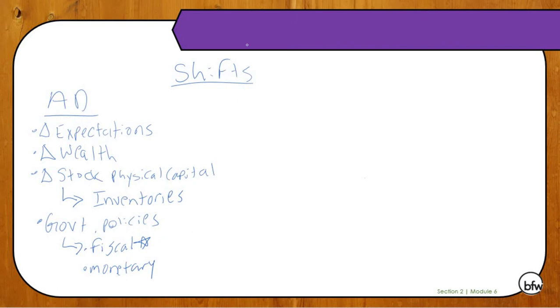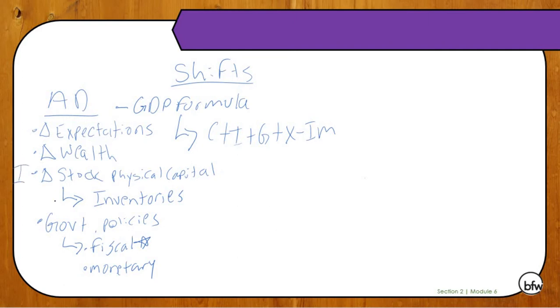Another way to think about aggregate demand, guys, is the GDP formula, which if you don't remember, which everyone should, was consumer spending plus investment spending plus government spending plus exports minus imports. So if we have an increase in imports, that has a negative impact on GDP and will cause aggregate demand to decrease. Stock of physical capital, that's investment spending right there.